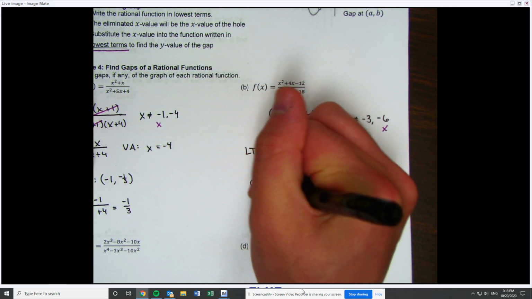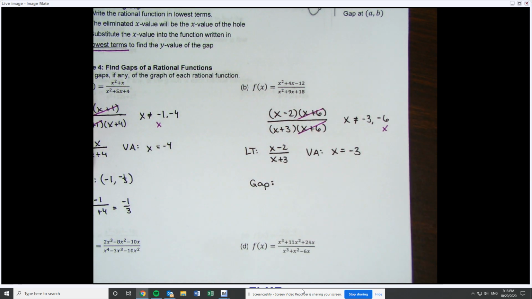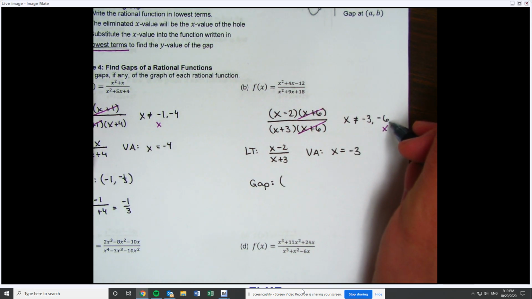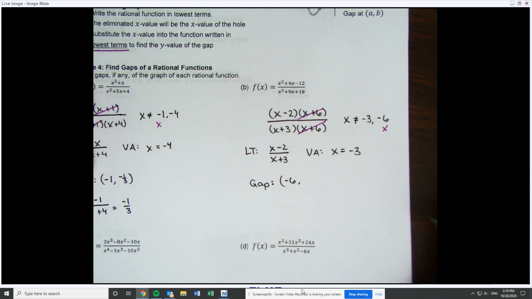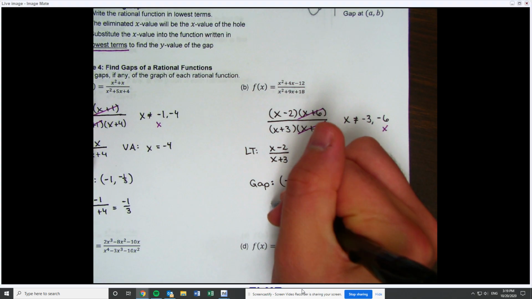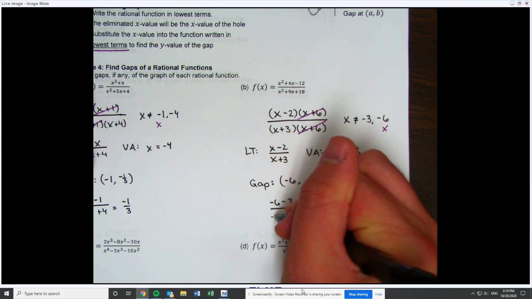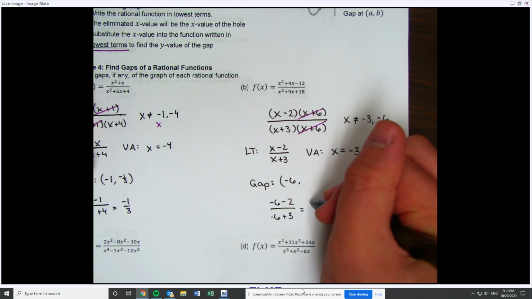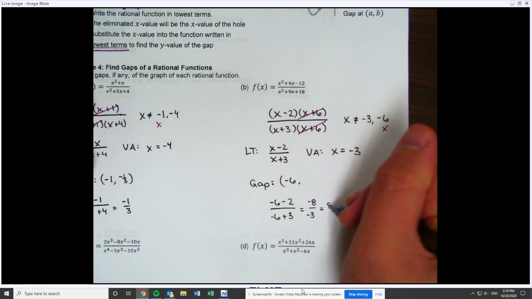Now for the next one, the gap. Be warned, you won't always have gaps, but when you do, this is how you find it. The x value will be the x value that got eliminated from the domain, so -6. To find the y value, we just substitute this in up here. So I have -6 minus 2 divided by -6 plus 3. That winds up giving me -8 over -3, which is just 8 over 3.